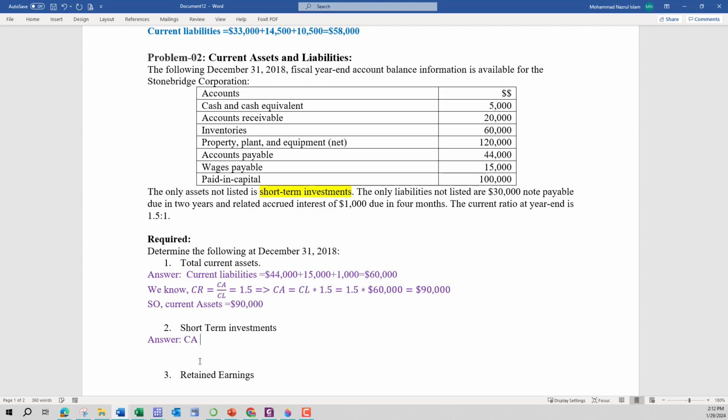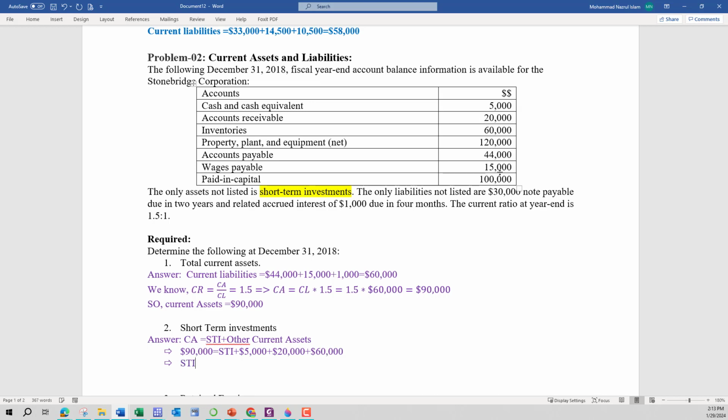So current assets is equal to short-term investments plus other current assets. Okay, now let's see how we go there. Current assets is given as 90,000, which is equal to short-term investments plus cash and cash equivalents, 5,000, plus accounts receivable, 20,000, plus inventory, 60,000.